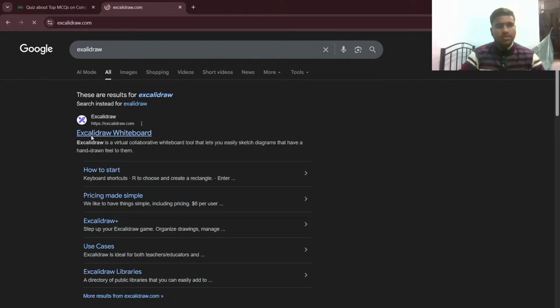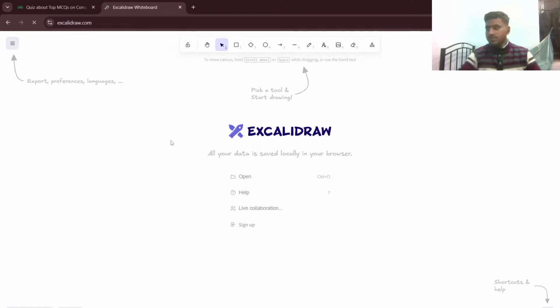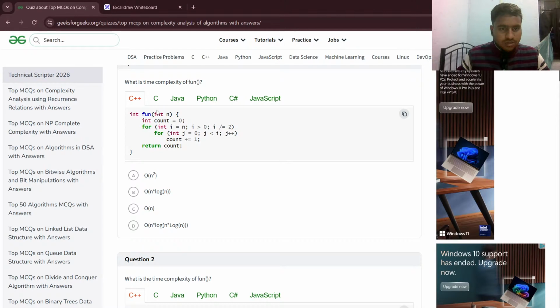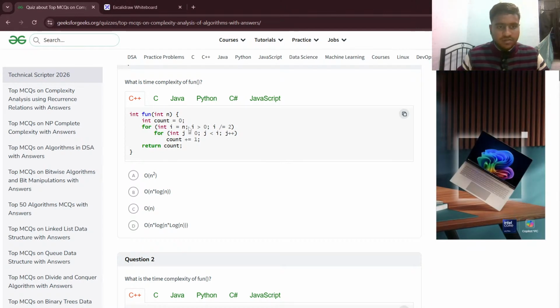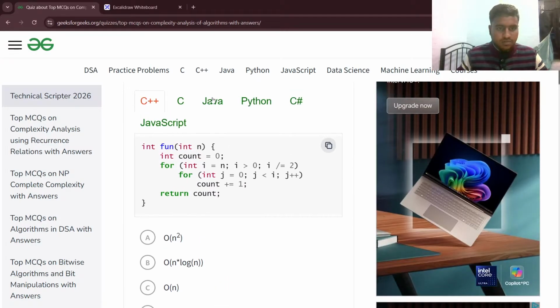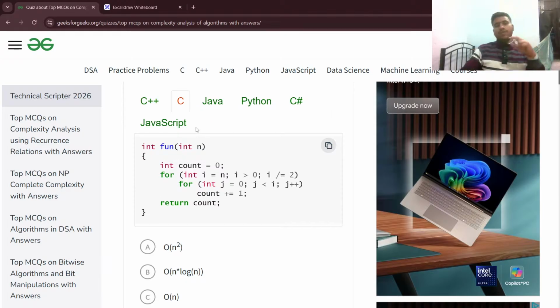This is Excalidraw, and let me take my mouse so that I can explain using the mouse. Let me pick a question. This is a question in C. What is the complexity of the function? Let me zoom. Let's see it in C programming. Why am I choosing C programming? The reason is simple. There is a dedicated subject in the GATE examination called C programming, and we have a lot of questions from C programming. That is why we choose it.